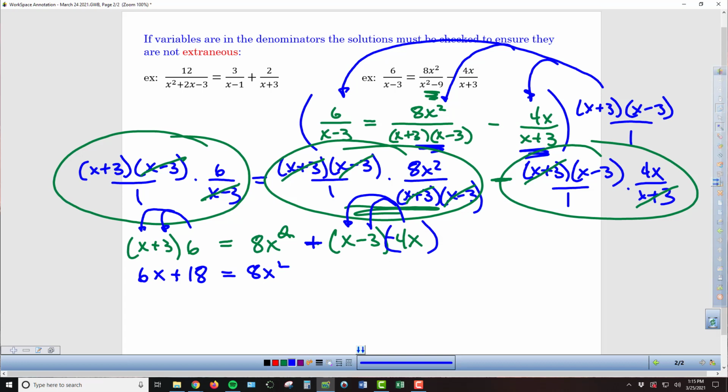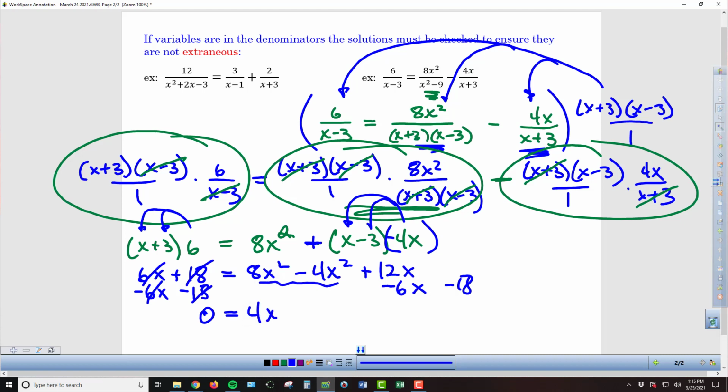And so we've got negative 4x times x is negative 4x². And then negative 4x times negative 3 gives us positive 12x. And so now I'm going to gather my like terms, and I'm going to pile up everything on one side. So I'm going to go ahead and move this 6x over. I'm going to move the 18 over as well. So now that gives me 0 over here on the left-hand side. And then on the right, I'm going to gather my like terms. 8x² minus 4x² gives me 4x². 12x minus 6x is positive 6x. And then I have a minus 18 to close things out.